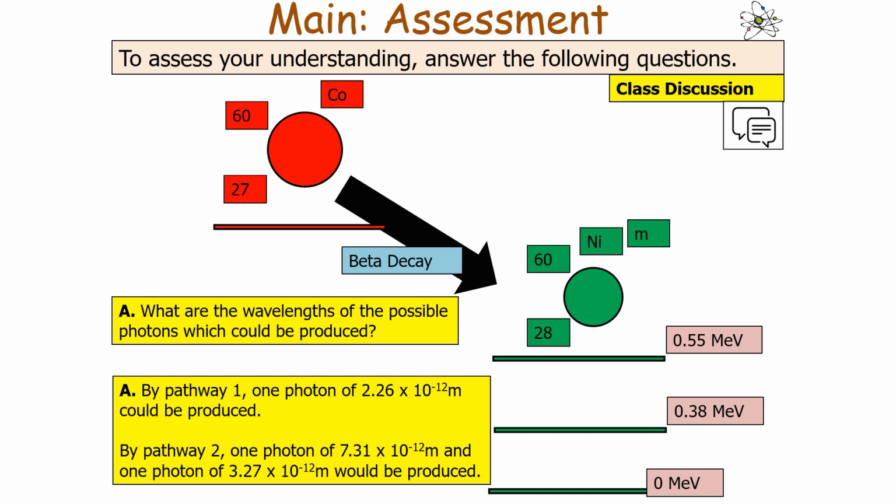Remember, all these photons produced in this particular emission process are traveling at the speed of light. You'd use the same methodology as pathway 2 and you get two photons, one of wavelength 7.31 times 10 to the minus 12 meters and another one of 3.27 times 10 to the minus 12 meters being produced.